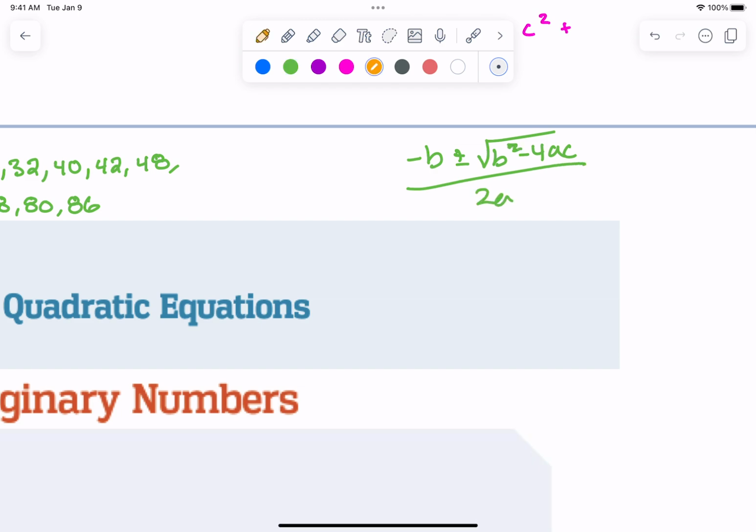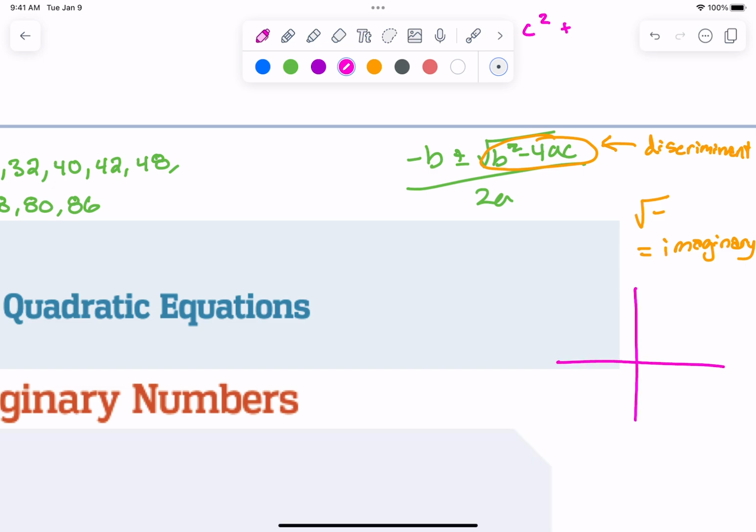This guy inside of here, does anybody remember what he's called? It starts with a D. Discriminant. Okay, and the discriminant, if that number turns out to be negative, which it totally can, you would have a square root of a negative number, which we know can't happen. That leads to an imaginary, right? Now what do we use the quadratic formula to find for us? The zeros.